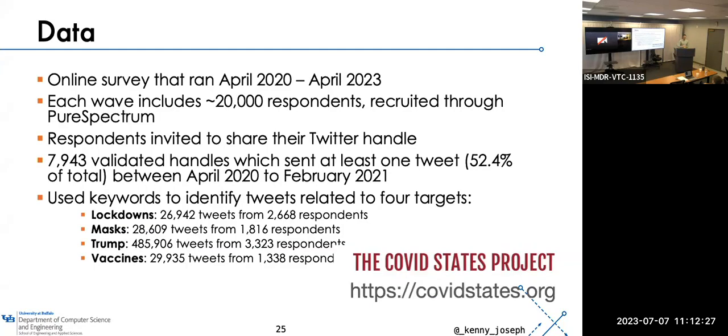But COVID States also asked them to share their Twitter handle. Okay, so for some subset of these survey respondents, we have their survey responses and their Twitter handle, and then we collected their tweets, right? And then we're going to focus on 4 different targets of stance, so attitude targets: lockdowns, masks, Trump, and vaccines.